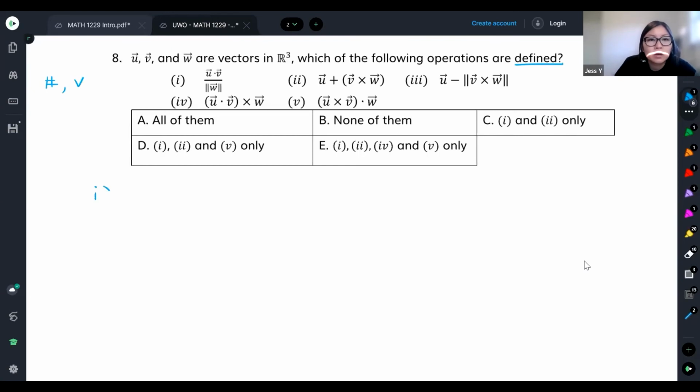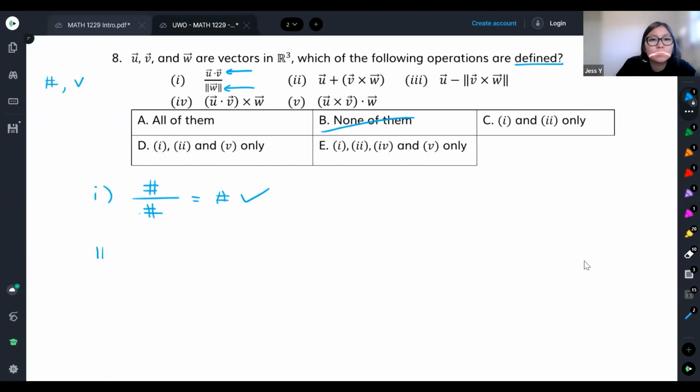Okay, so let's take a look at number 1. I have u dot v in the numerator. Remember, dot product gives us a number, divided by the length of w. Is the length of w a number or a vector? Write that down on your page. Length is a number, right? Can we do a number divided by a number? Yes, a number divided by a number is a number. So yay, this one is defined. So 1 should be defined. So it can't be answer B.